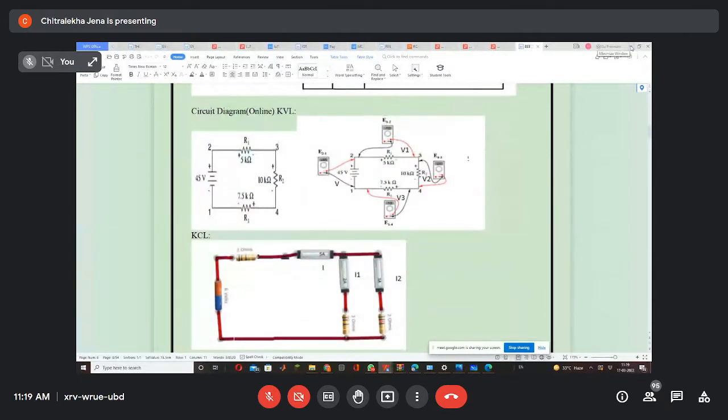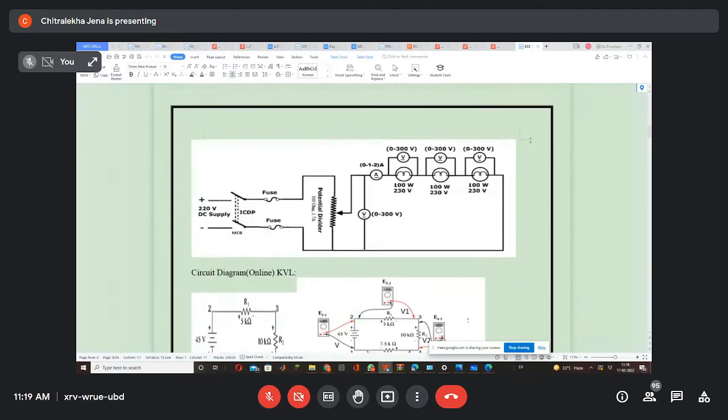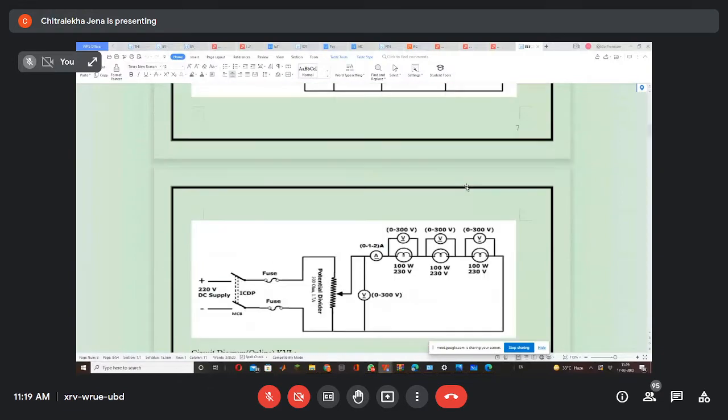Next, I will give you one or two problems. You see the video first, Kirchhoff's current law and Kirchhoff's voltage law, both the videos you see. Then you will verify in this circuit. Another two circuits for KCL, another two circuits for KVL I will give you. You will solve it theoretically and you will also verify in this lab only. After that only your lab will be complete.